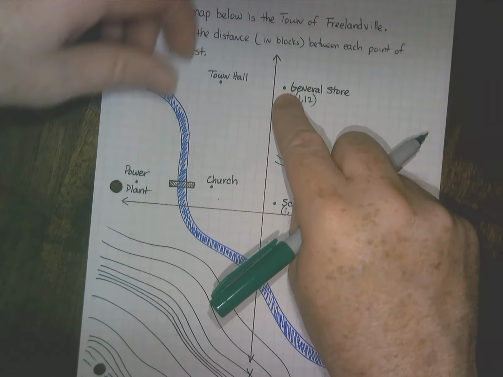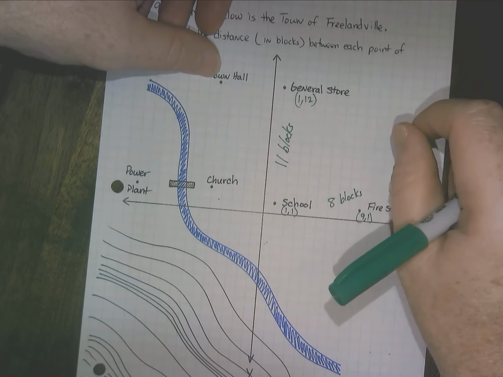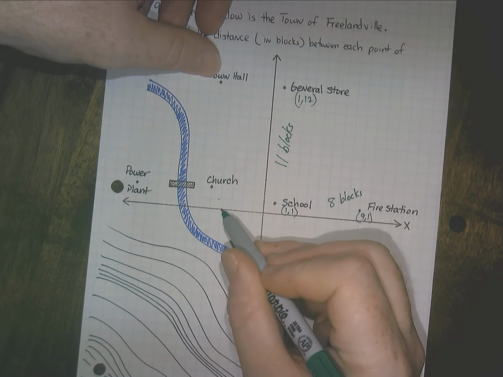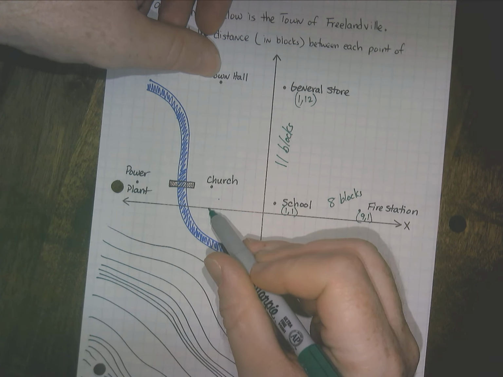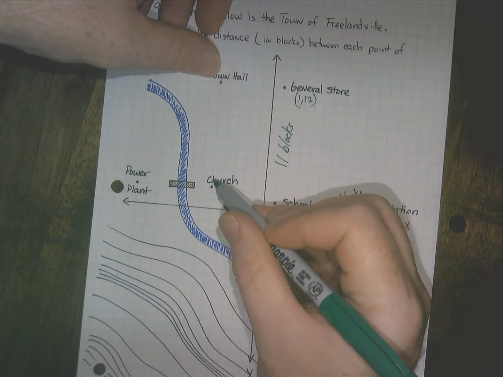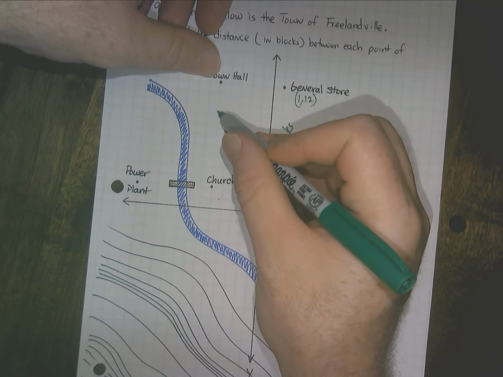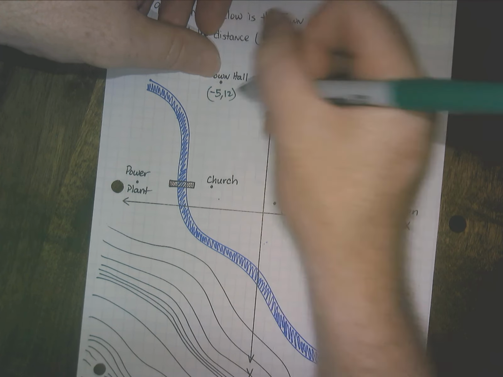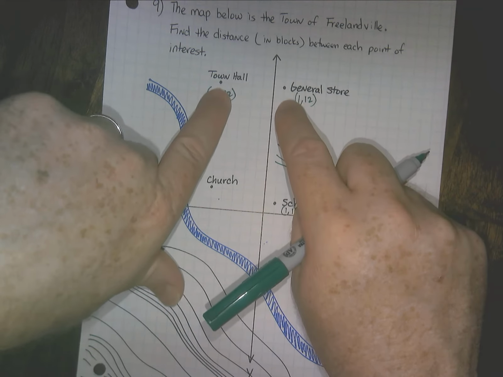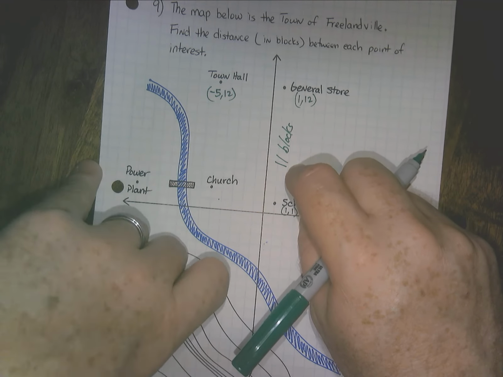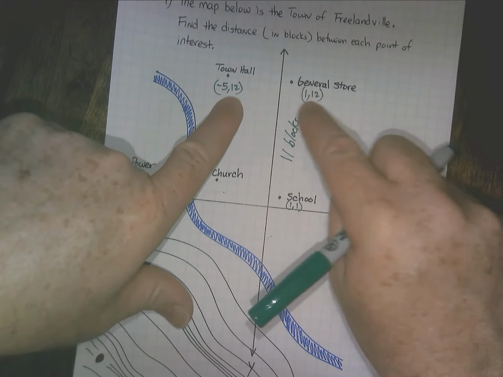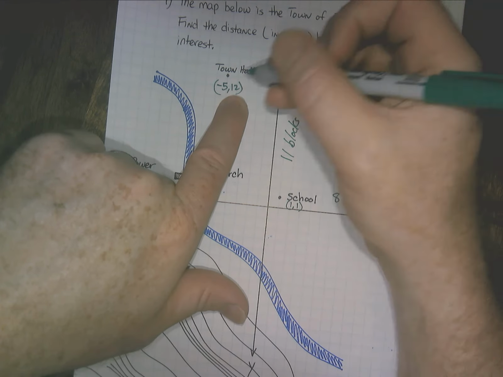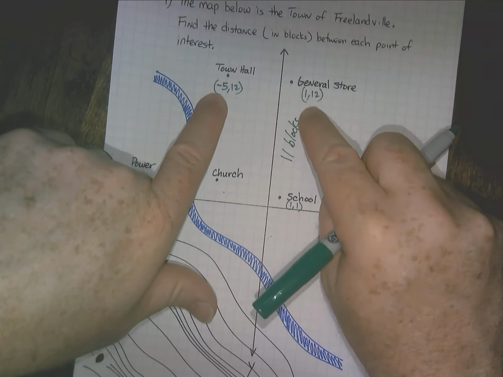If we go from the general store down to town hall, well, town hall is located at 1, 2, 3, 4, 5. That's negative 5 because we're in this direction. 1, 2, 3, 4, 5, 6, 7, 8, 9, 10, 11, 12. So this is at negative 5, 12. And if we're talking about the distance between town hall and the general store, we're not concerned with what they have in common. They have the y value. That y value is the same number. So again, we're not really concerned about that number. We're going to look between negative 5 and 1.